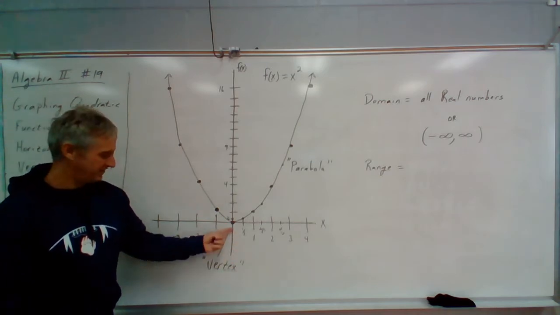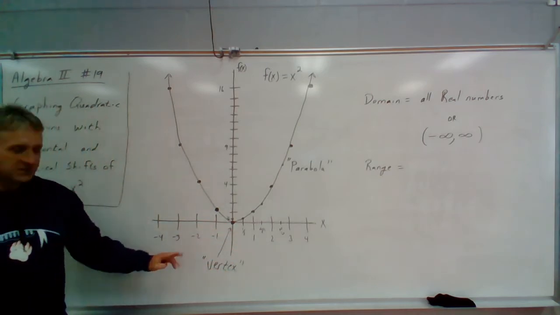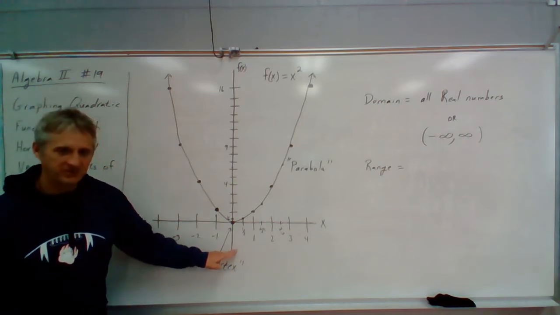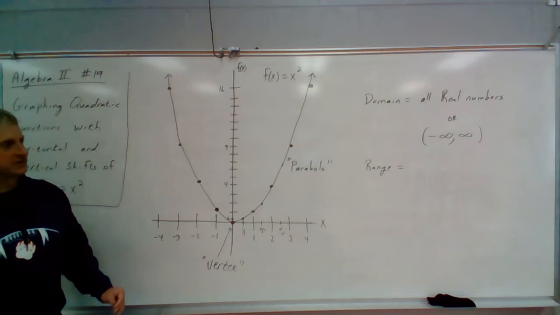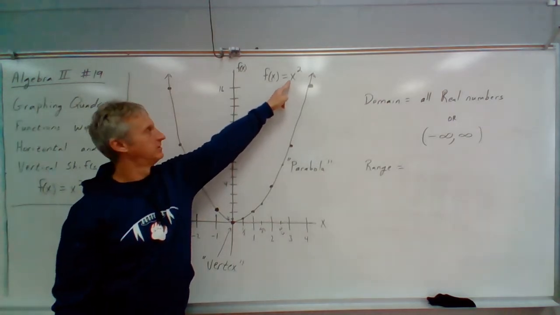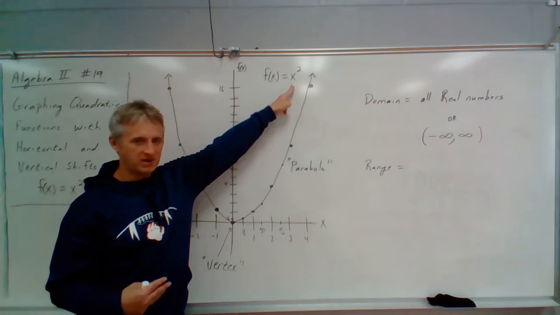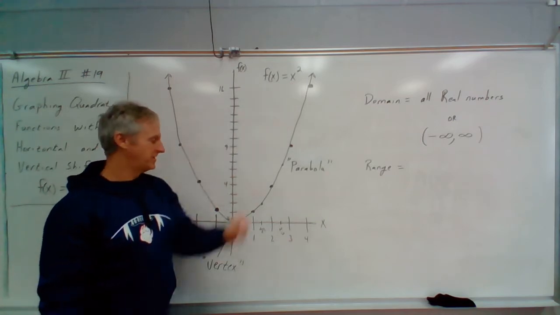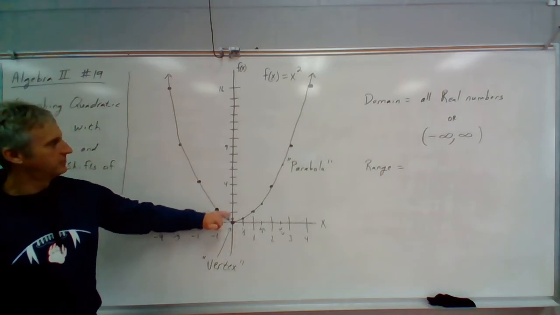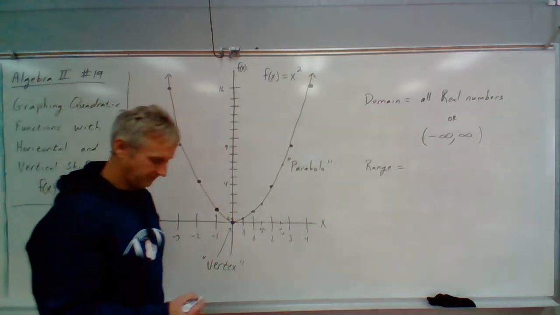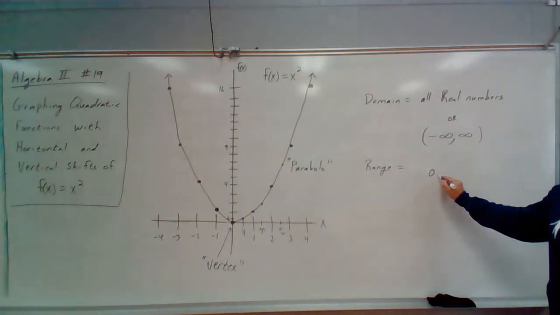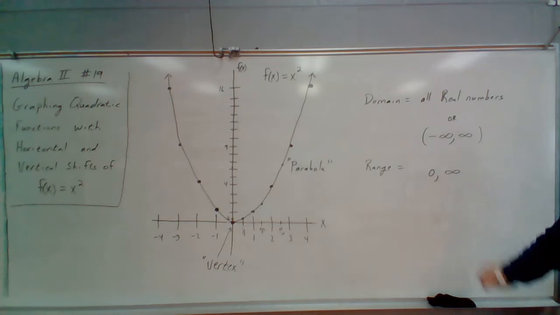Numbers down this way are not outputs of the function. So this function will never output a negative number. Negative 3, for instance, will never be an output of this function. That's obvious because anytime you square a number, your answer is always positive. You can never get a negative answer. So the range of this function is from 0 to infinity. So let's write that in interval notation. We're going to go from 0 to infinity.